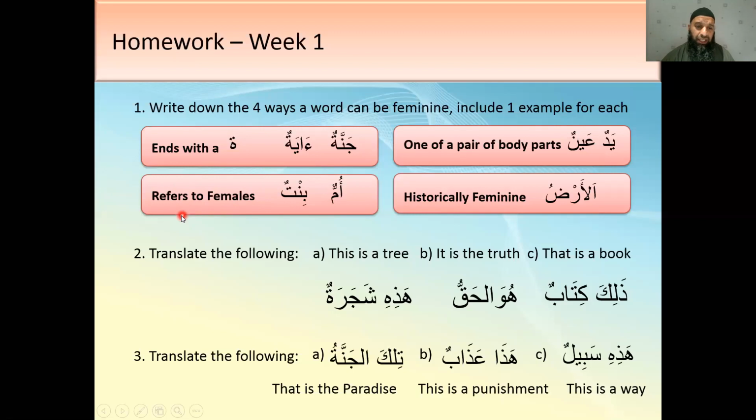So the third one is when it's talking about the female, it's a female itself, a mother, ummun, bintun. There's no ta marbuta, but because it's a woman, then it's female as well. And the last one is there are some words that were known to the Arabs to be feminine. They're just feminine historically, always being used as feminine. So there's a few exceptions, and that's the historical feminine words. So it's just going back to your notes.